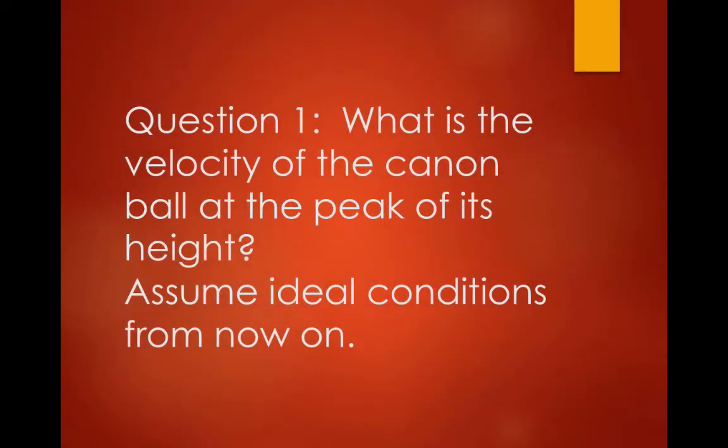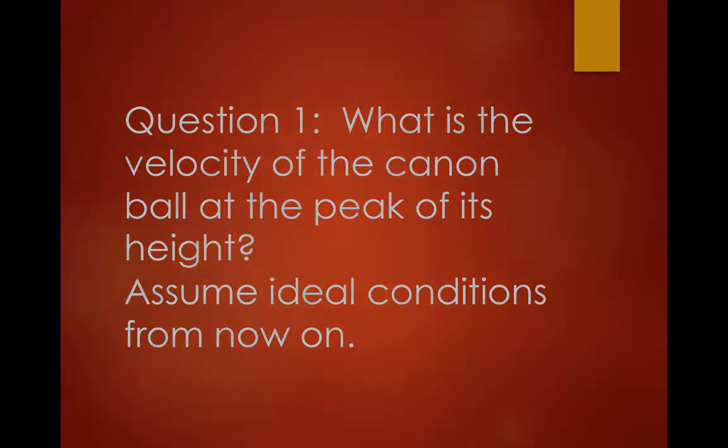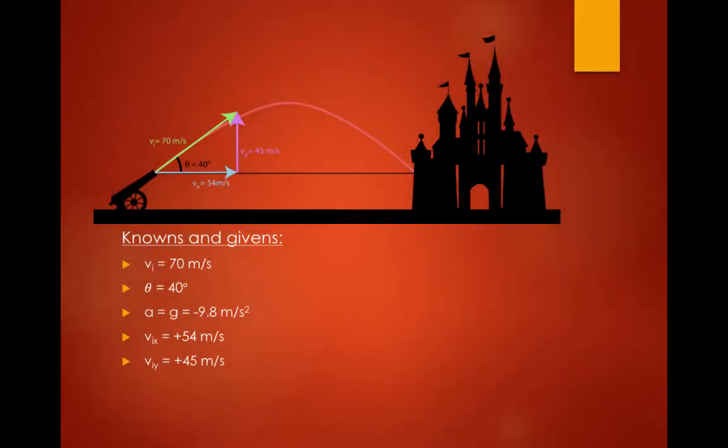Question number 1. What is the velocity of the cannonball at the peak of its height? Assume ideal conditions from now on. Remember, the x component will not change, it's a constant. The y component, on the other hand, will change at a rate of negative 9.8 meters per second squared until it returns back to the ground. However, we can logically state that the y component velocity will change from positive 45 meters per second until 0 meters per second, where it stops rising and begins to fall.